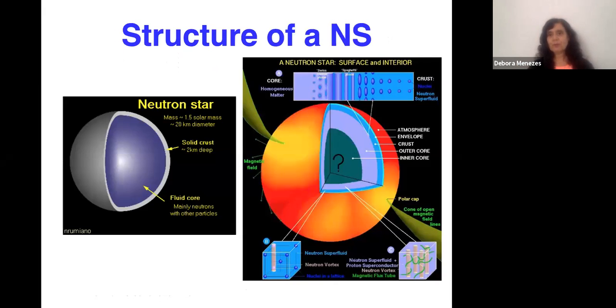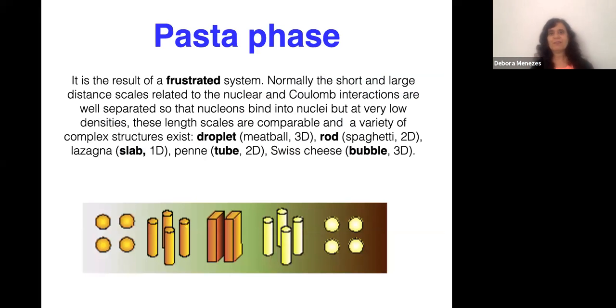So this is the structure of a neutron star. This picture was drawn by Danny Page, who is a famous physicist who works in this area in Mexico. And then you see that you have this core, and then there is this crust. And this crust has an outer crust and an inner crust. And in this inner crust, we believe that there is a phase that we call pasta phase. And it's called pasta phase because somebody was very hungry when looking at this structure, and this is a frustrated system. And I'm going to skip this altogether.